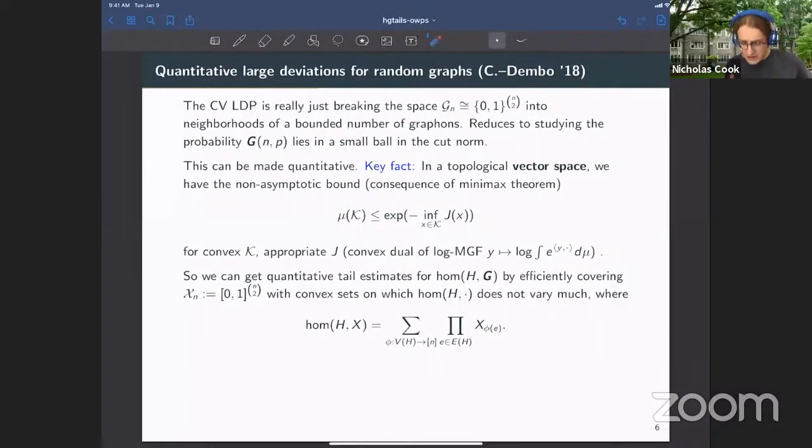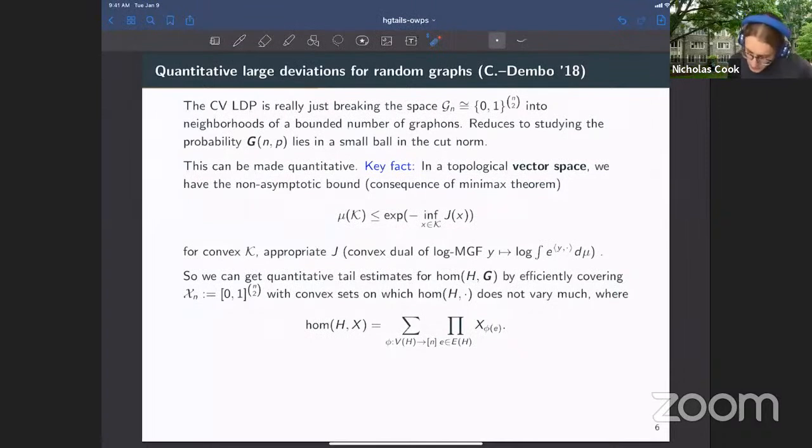And this is just an easy exercise. It's actually an exercise in Amir's book using the minimax theorem, with an appropriate J coming from U. It's the convex dual of the log moment generating function. But I won't make any of that explicit. So all right, we can do quantitative coverings perhaps. We can try and cover events by small convex sets.